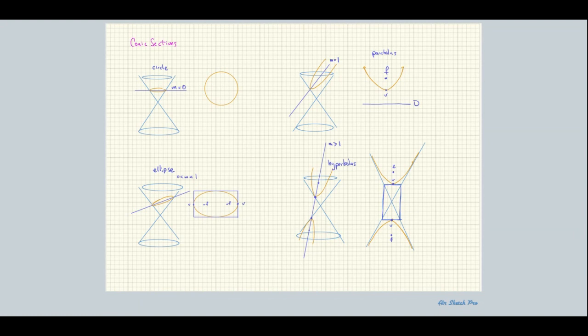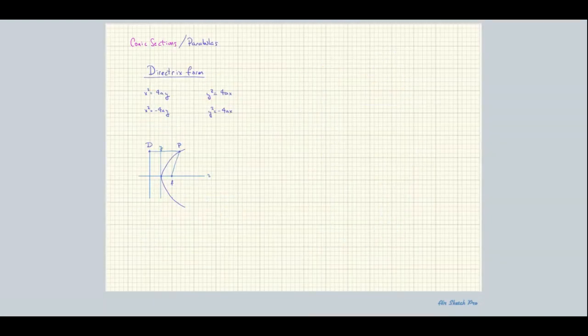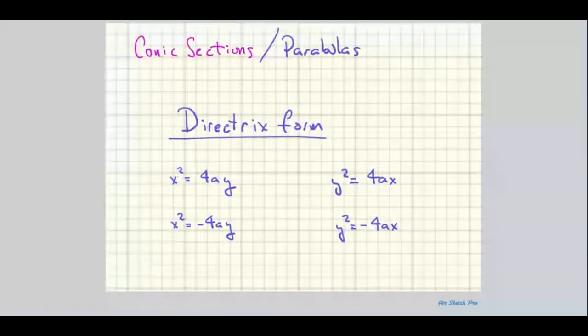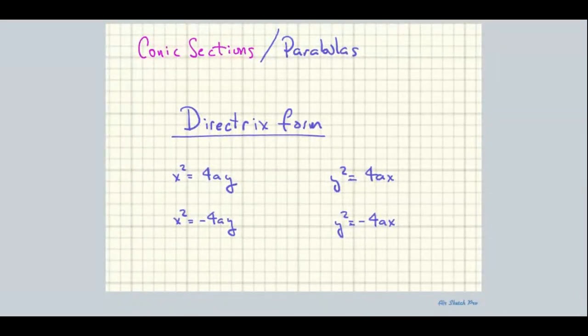So, let's get to it. These are Directrix forms for a parabola. Okay?